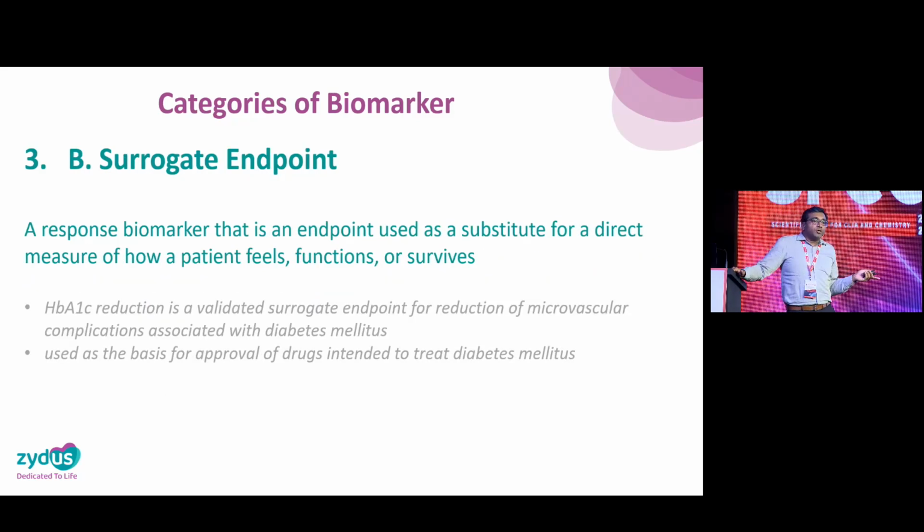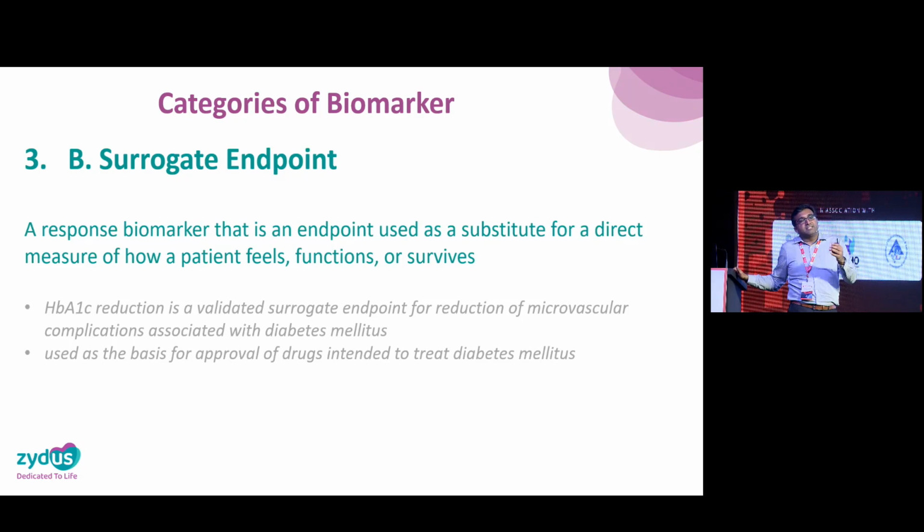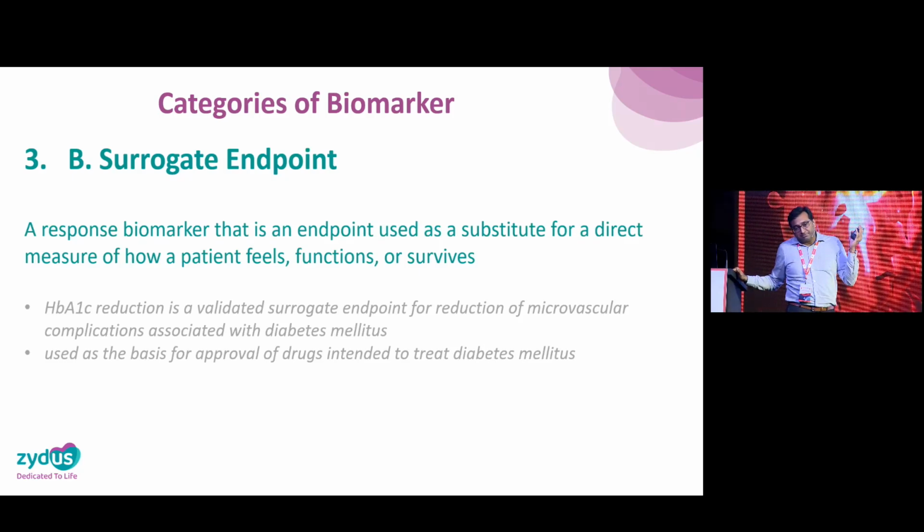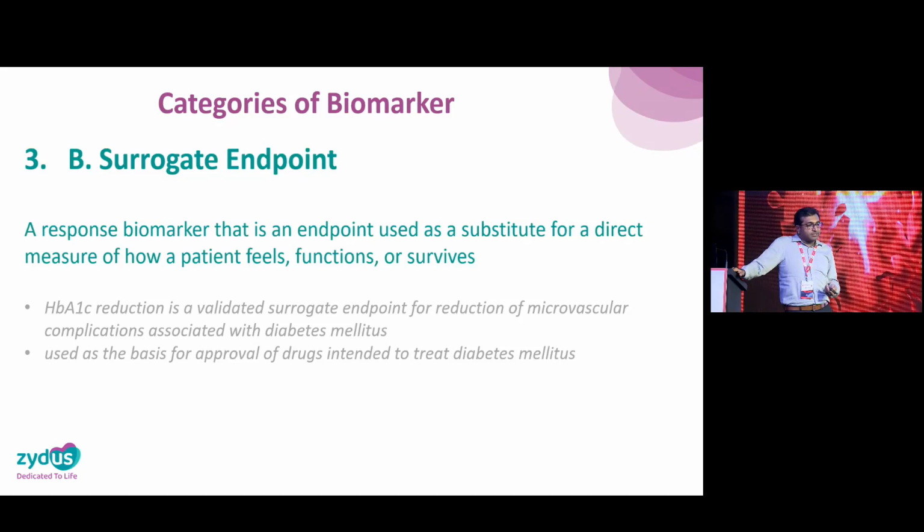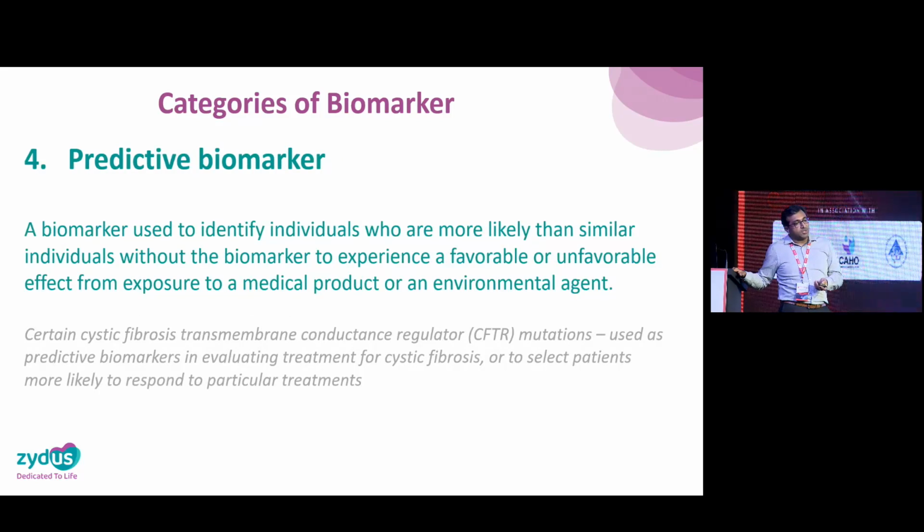And surrogate endpoint is the endpoint biomarker which is used as a substitute for the direct measure or direct evidence of how the patient feels, functions and survives. Classical example is HbA1c reduction in case of the complications associated with diabetes mellitus, used as the surrogate endpoint biomarker.